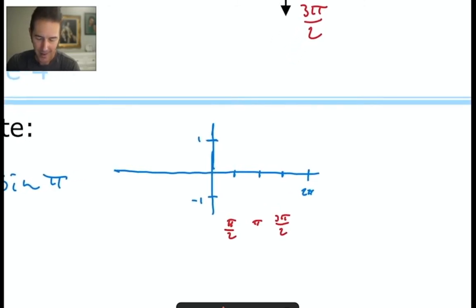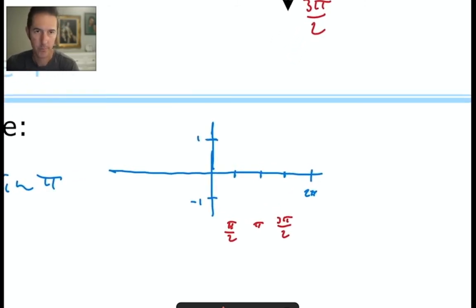When you take the sine of 0 radians, or 0 degrees, the answer, the output value, is 0. When you take the sine of pi over 2, the output value is going to be 1. When you take the sine of pi, the answer will be 0. When you take the sine of 3 pi over 2, the answer will be -1. When you take the sine of 2 pi, which is the same thing as taking the sine of 0, your answer will be 0 again.